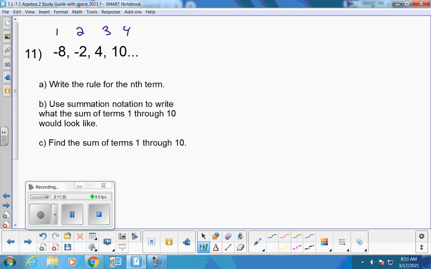If you want to use the arithmetic formula on the board, you can. If you want to just do it in slope-intercept, you can. Half the time I end up just doing slope-intercept because it's how my brain works, but I'll do both. So if I'm going to use the formula on the board, A1 would go first, then n minus 1, then d. The constant difference is how much they're adding each time, so 6.